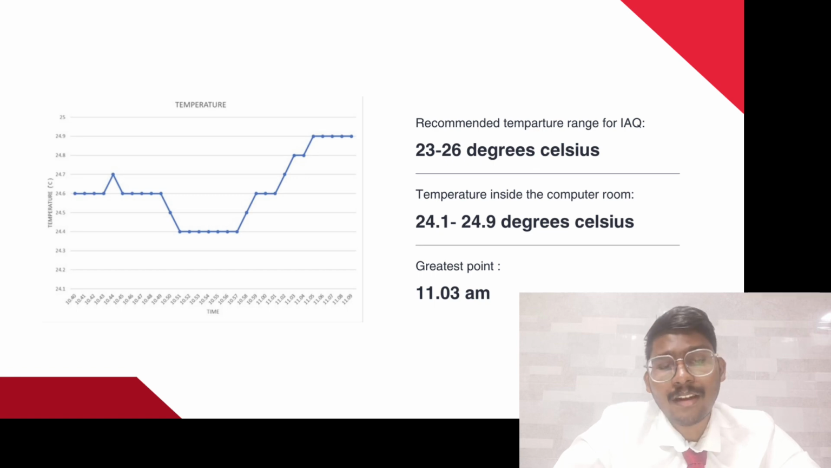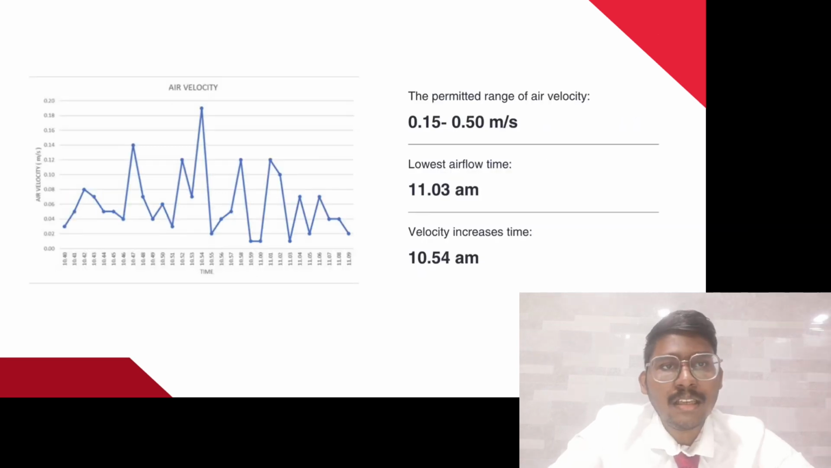As you can see from the graph, the temperature is 24.1 to 24.9. This is still in the acceptable limit of the IAQ temperature. The highest temperature that has gone up was 24.9, at 11:03 a.m. Velocity: the acceptable limit is between 0.15 to 0.50 m/s.